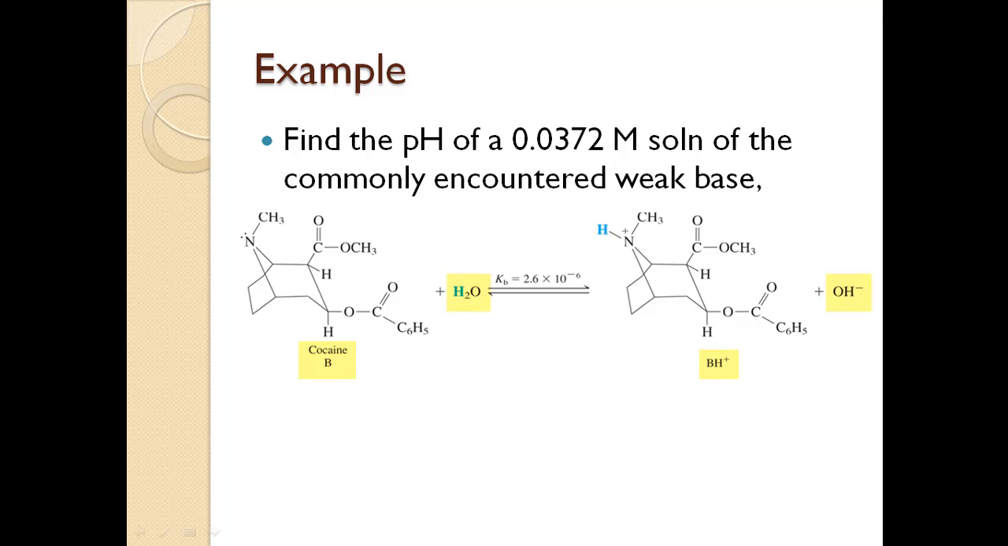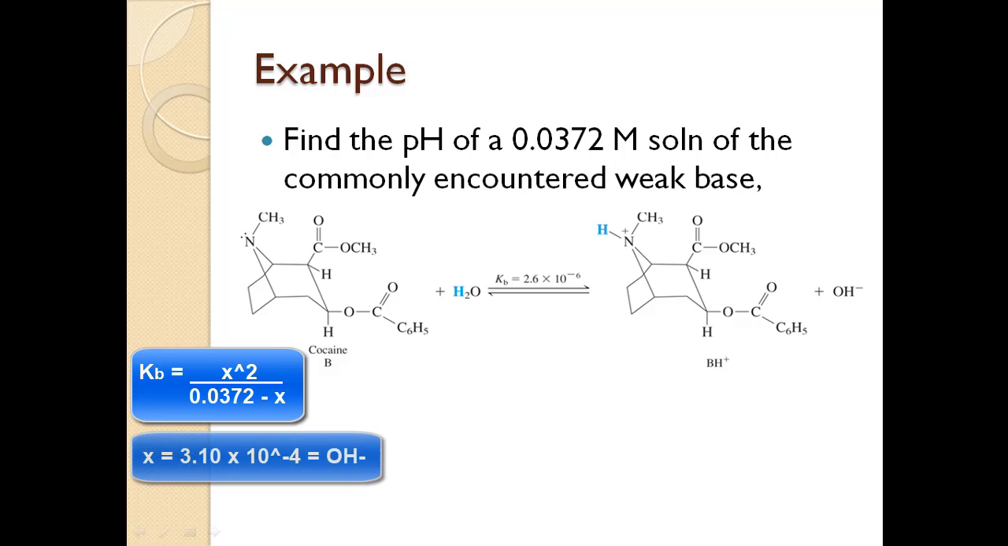So my general equation here is going to be B plus H2O in equilibrium with BH plus and OH minus. I know that these two over here are going to be my X's, and I know that the final concentration of my B, my weak base, is going to be 0.0372 minus X. I plug that into the Kb equation, and I'm going to get X squared divided by 0.0372 minus X. I go ahead and do my long and lengthy quadratic equation, and I end up getting an answer for X that's 3.10 times 10 to the negative 4th molar.